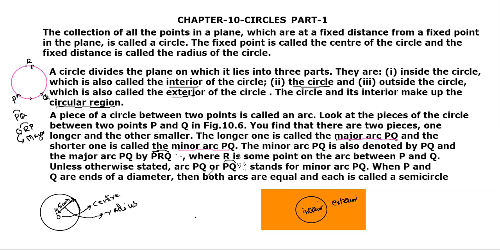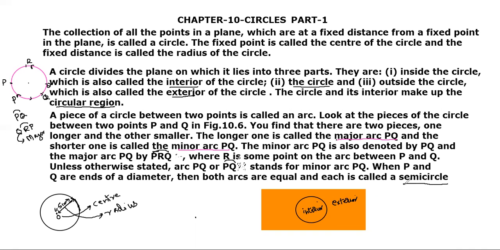Now, when P and Q are the endpoints of a diameter, then both arcs are equal and each is called a semicircle. Suppose this is the center, and P comes at this point and Q at this point, then it is divided into two equal arcs. Whether you write PQ or QP, both are the same, so it is difficult to distinguish between these.